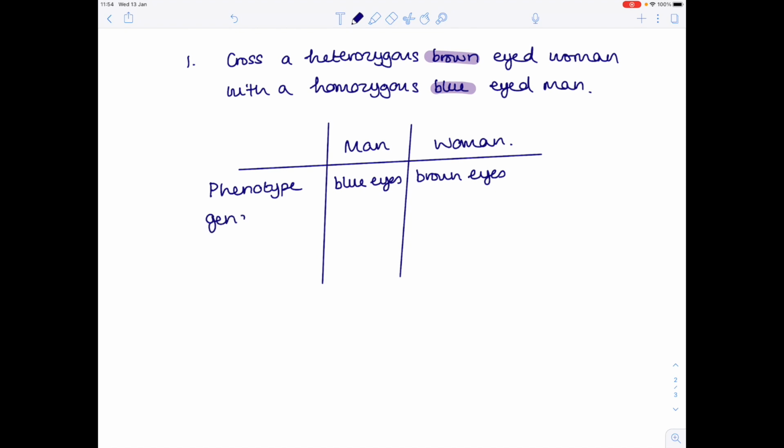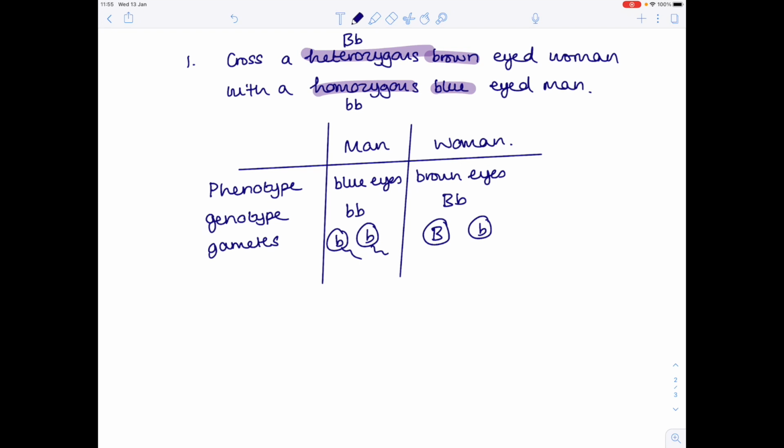The genotype is the alleles that the individual has. So we're going to use the letter B. Because the woman we've been told is heterozygous, it means that she contains a big B, small b. The man is homozygous, which means, first of all, that both the alleles are the same, and because blue eyes are a recessive trait, that means they're both lowercase b. Now we need to determine the gametes, so the sex cells, which remember are the sperm and the eggs. Because of meiosis, it means that we have a haploid number of chromosomes, so the man's sperm are either lowercase b or lowercase b, the woman's eggs are either uppercase B or lowercase b.